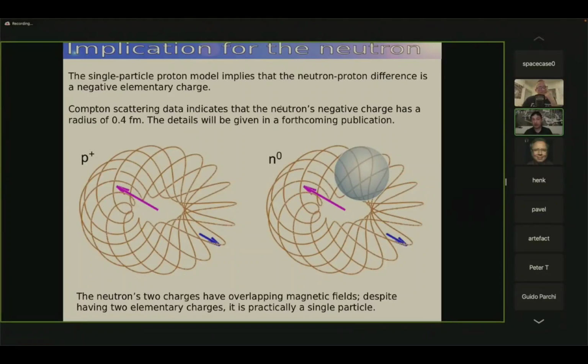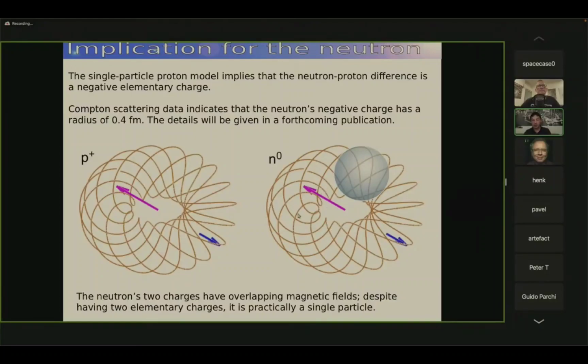And to explore this, I use again Compton scattering. And by analyzing Compton scattering, I came to the conclusion that the radius of the neutron's negative charge is 0.4 femtometers. These details will be described in a future publication. But graphically, here you see the proton structure I explained before. And the neutron is the same as a proton, except that you have this relatively large negative charge that's locked inside this toroidal structure. And these two charges together create the neutron.